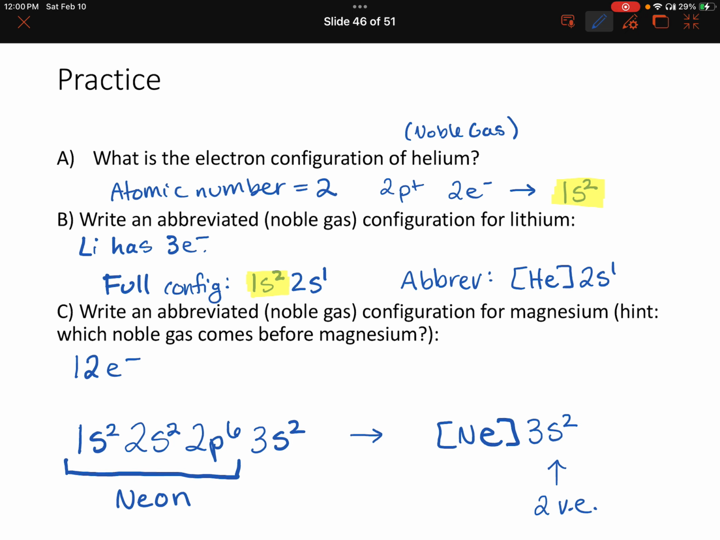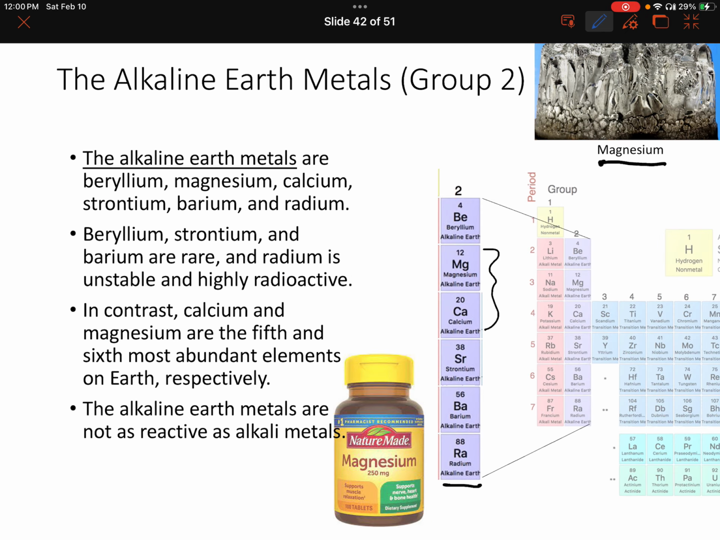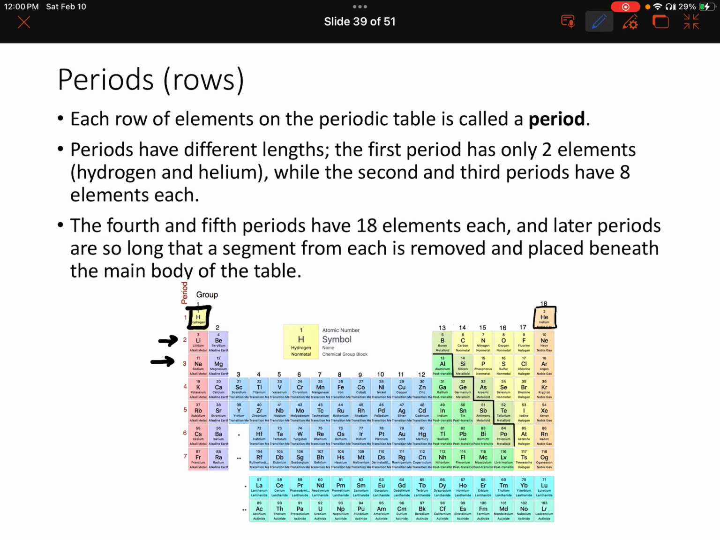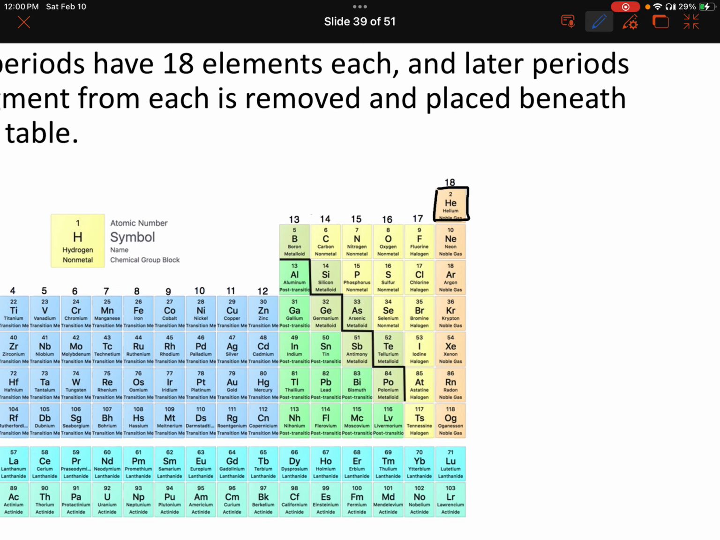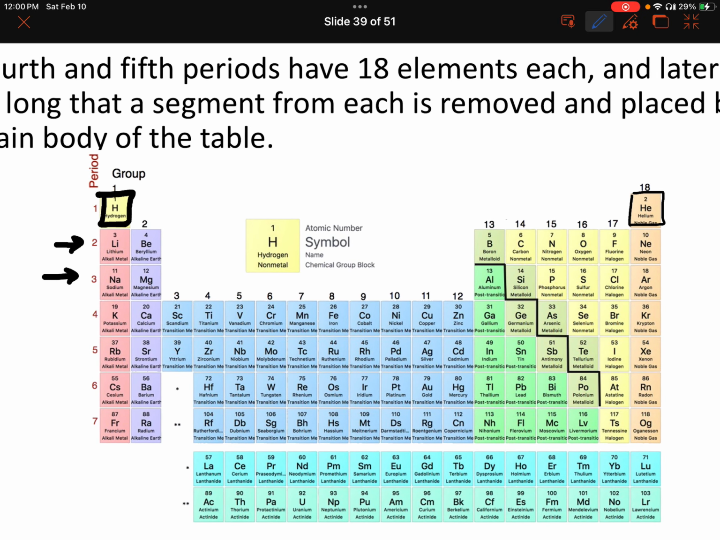So again, let's just go back to a periodic table. So we'll just kind of zoom in on this one here, because I just want to show you when we do those noble gas configurations. So magnesium is right here, and sodium is next to it. So if we want to write the abbreviated configuration for sodium or magnesium, we have to look at the noble gas that's in the row right before it. So that's going to be, let's see, we'll go up to row 2 and over to the end, and we get neon.